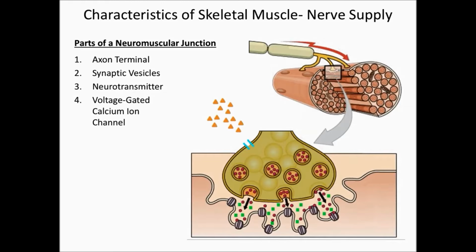Surrounding the axon terminal, you'll find free-floating calcium ions. And finally, at the end of the axon terminal, you'll find an open space where neurotransmitter diffuses across, called the synaptic cleft.